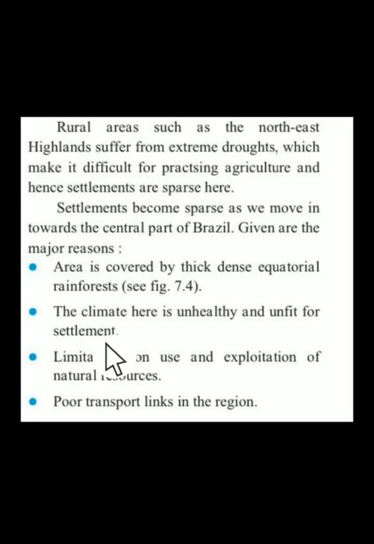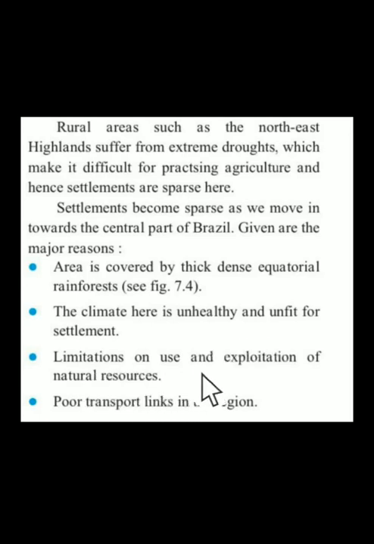The climate over here is unfit. We have studied in the introduction of the lesson that settlement depends on a few factors like climatic condition. So we see the climate itself is unhealthy over here. Automatically the number of people staying will be very small if the climate is unhealthy and unfit.